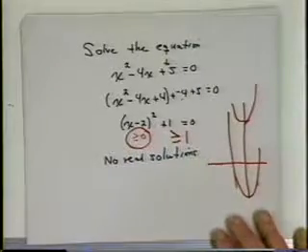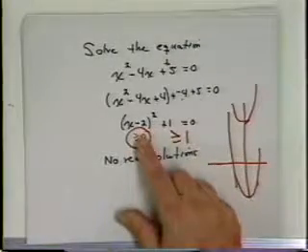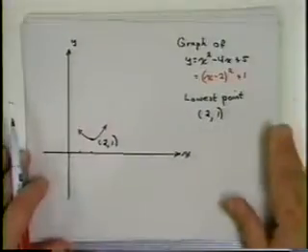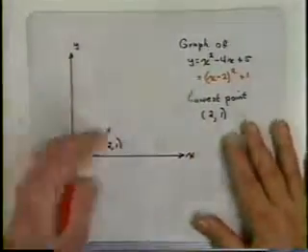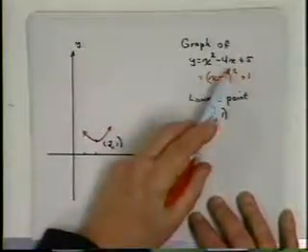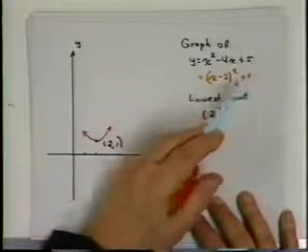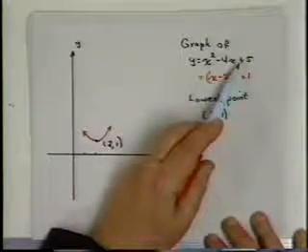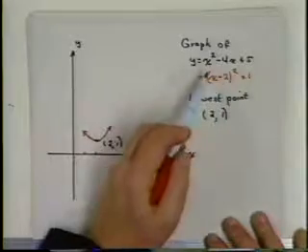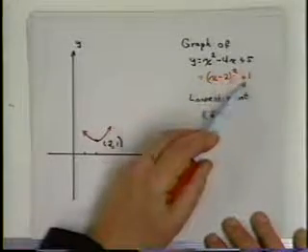And again, if you wanted to draw this, see what this thing says? Let's just copy this over. What we showed was that if you want to graph y equals x squared minus 4x plus 5, by completing the square, by adding and subtracting 4, this became x minus 2 squared plus 1.